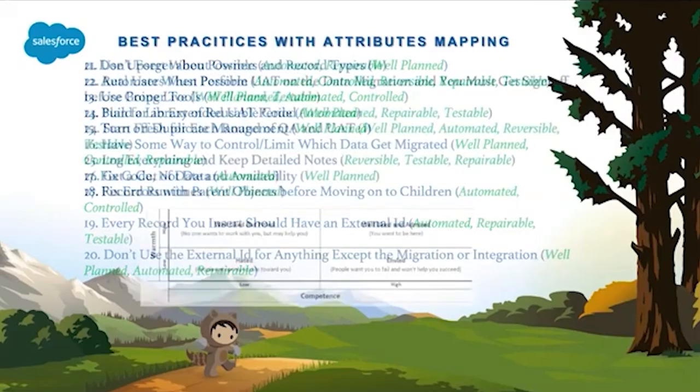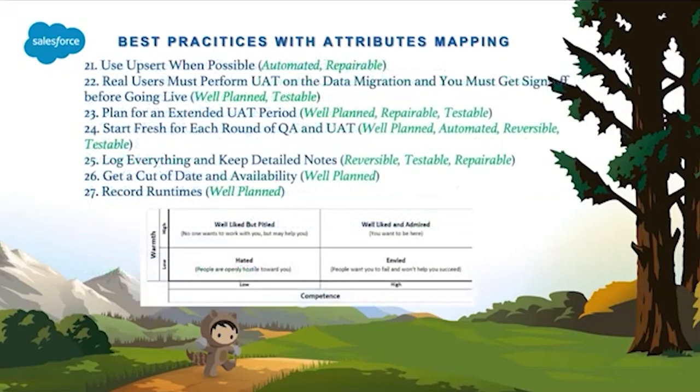Practice number 21 is to use upsert as and when possible, so that it helps avoid data duplication during your migration stage itself. Otherwise, you may end up inserting everything, which in turn will create too many duplicates, and you have to do a manual merge or upsert later on. So use upsert whenever possible.